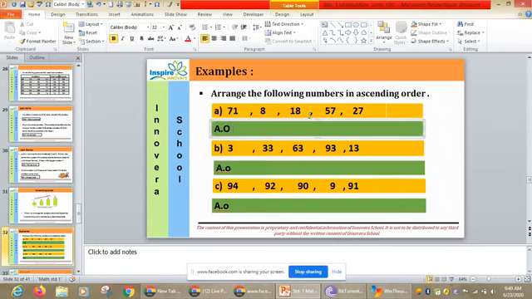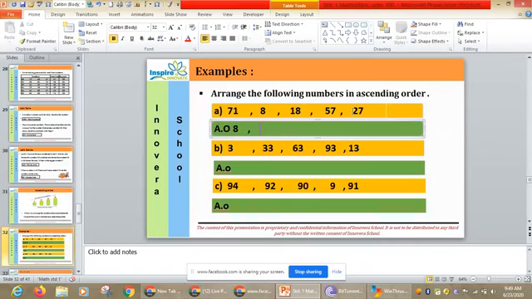सब 2 डिजिट के नंबर में से सिर्फ 8 का एक ही डिजिट है. So the smaller number will be 8. So first we will write 8. Then after 8, check the first digit in the given numbers. Here there is 7, here there is 1, here 5 and 2. So 7, 1, 5 and 2.